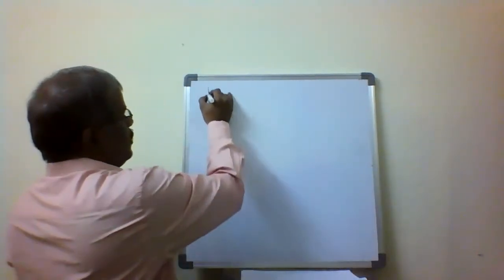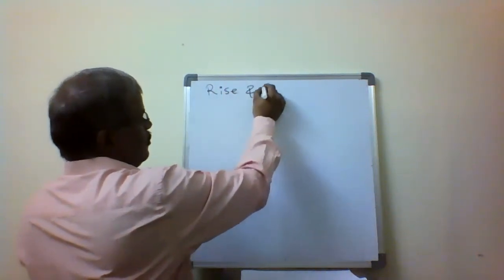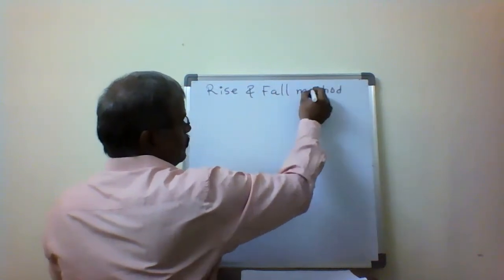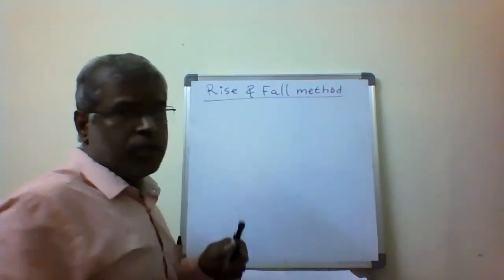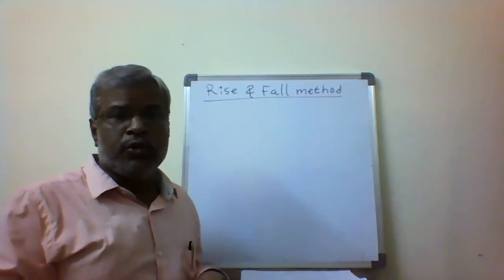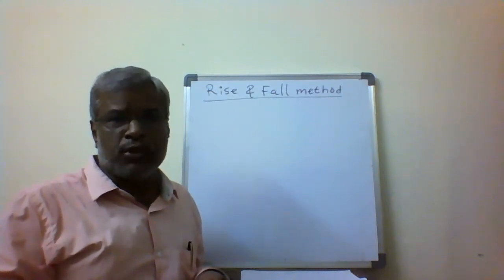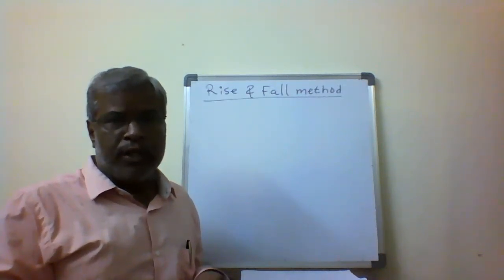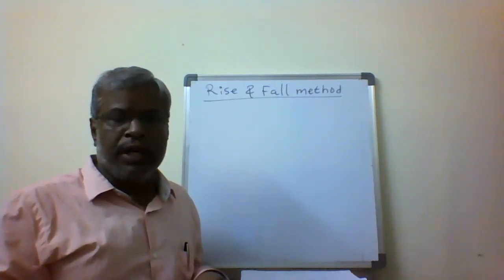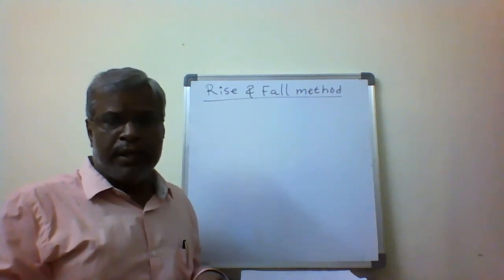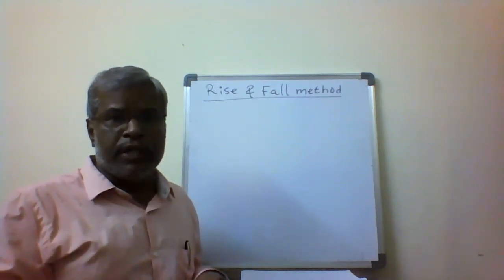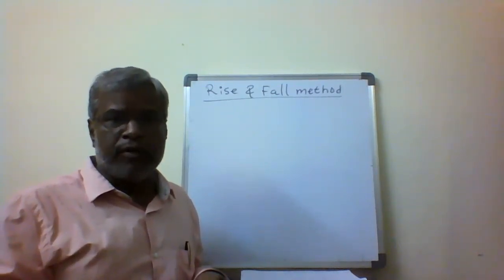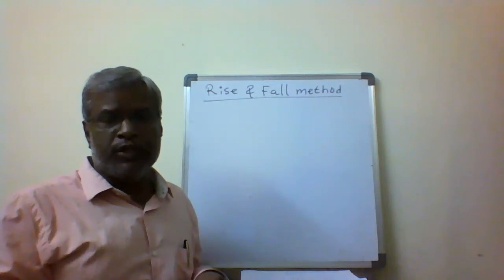So the next method is called the rise and fall method. In this method, we are going to be comparing consecutive readings. If the difference is negative, then it becomes a fall. If the difference of the two staff readings is positive, then it becomes a rise. So the point will be a rise, or the point will be at a low level if we get the negative one.